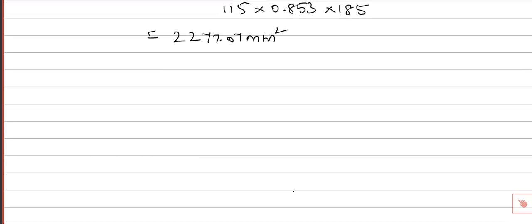So AST1 we have found out. Next, go to AST2. That is nothing but the required reinforcement to resist direct tension. So directly P by sigma ST. So what is the P value?